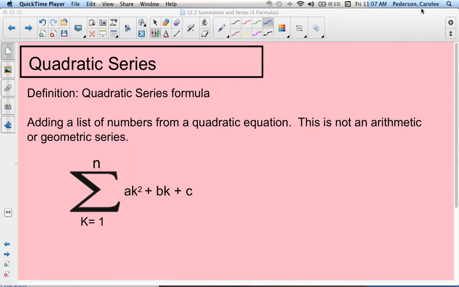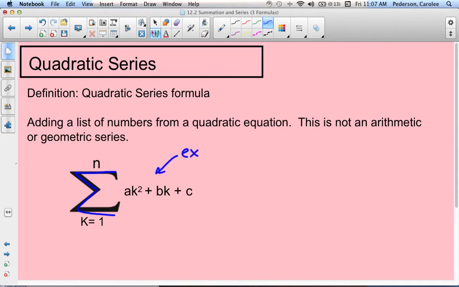Here's the definition of a quadratic series. Here is our sigma notation. And then we have our explicit formula. And our explicit formula is a quadratic equation. It has that k squared. Then remember, this top number is where you stop.